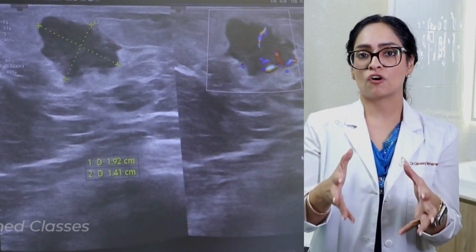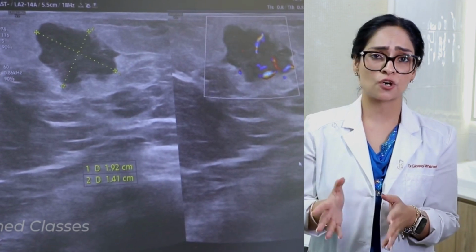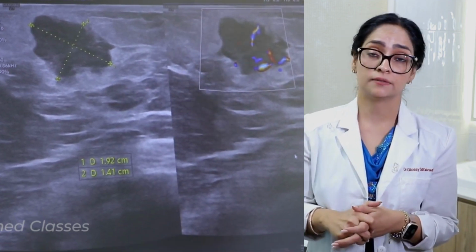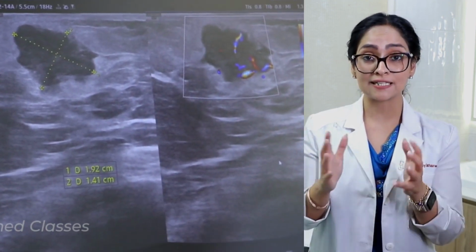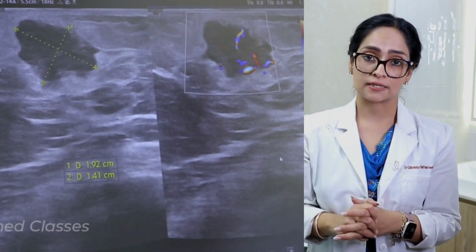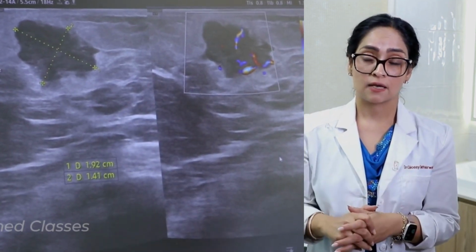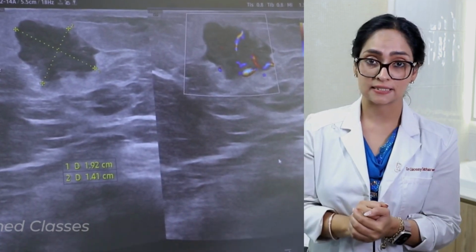The importance of breast ultrasound: the patient was not able to afford a mammogram, and the breast was very dense. In a dense breast, even mammograms can miss lesions, can miss malignancy. But when we do ultrasound, we can see it as it is.